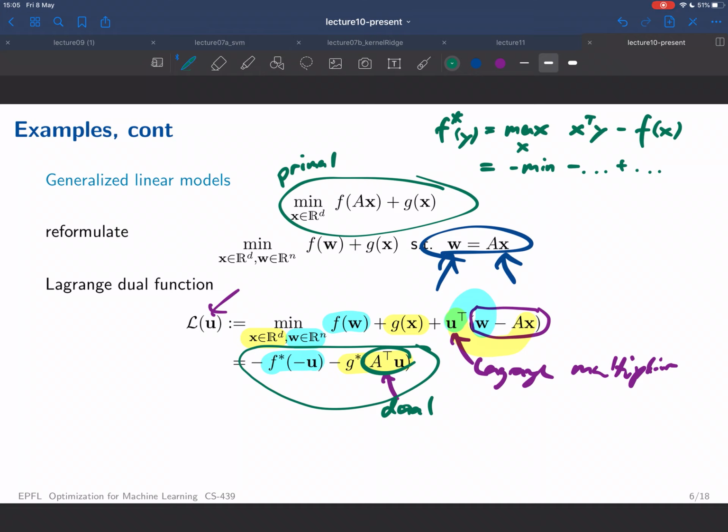So the A has how many rows and columns? A has D columns, because that's what X is. And then that means A has n rows. That means the U also lives in dimension n. And that's going to be useful for us.